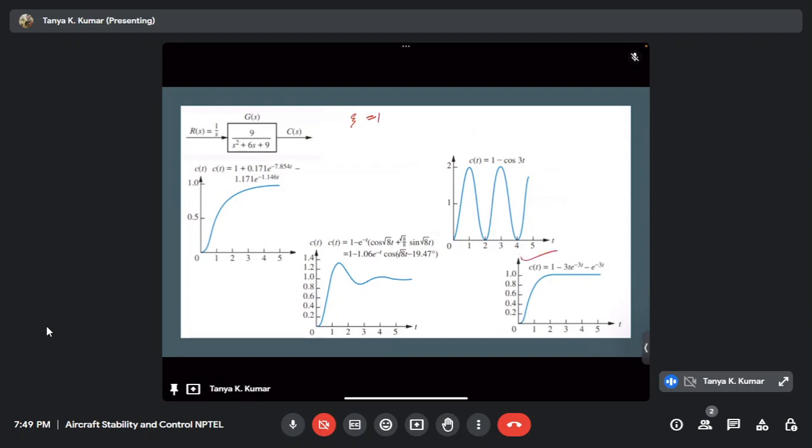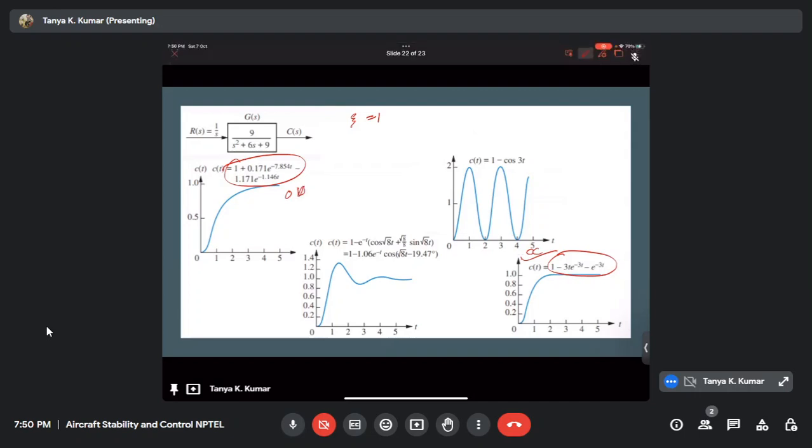Okay, so this is the right answer. When I asked you to look at the equations for critically damped and overdamped, look at the nature of the equation. Here you have 3t e power minus 3t and e power minus 3t. That means you have repeated roots. If your damping ratio is 1, you will have repeated roots, right? So you know that this is critically damped and this is overdamped.